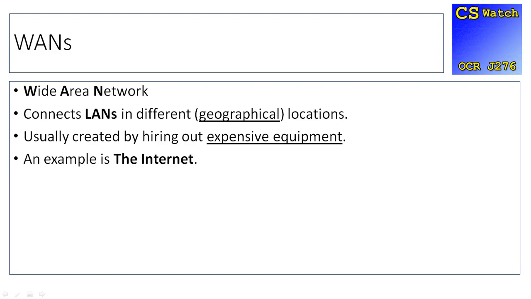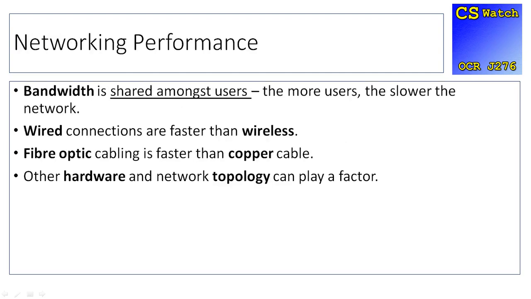WANs are usually put together by hiring out expensive equipment. That equipment needs specialist knowledge to be set up, maintained, and kept running. Most companies wouldn't be able to afford the cost of it, and also the expertise for keeping it running. An example of a WAN is the internet, because the internet is a network of networks.